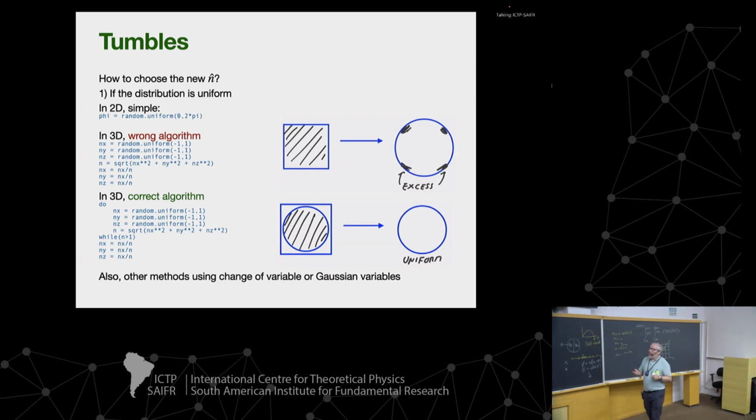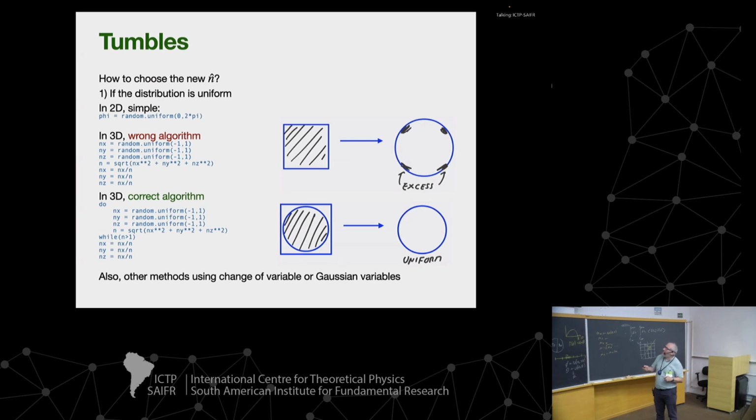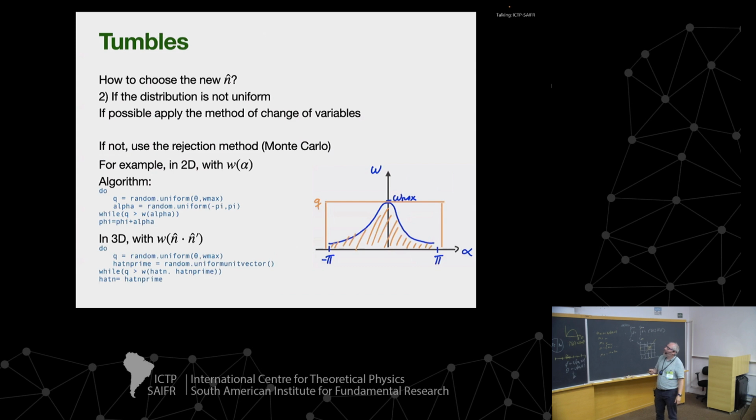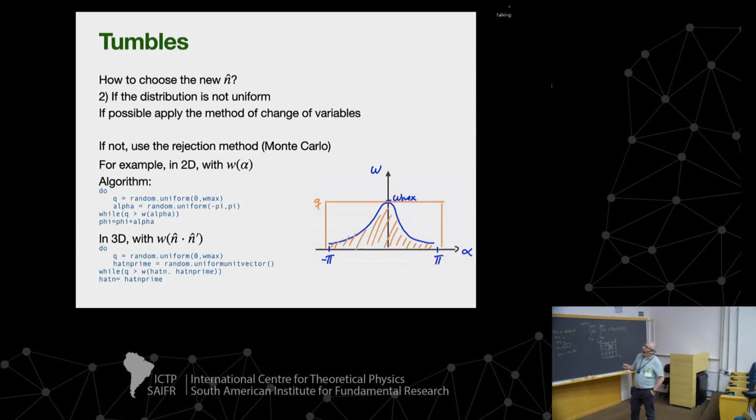Okay, so this is tumbles for the easy case. The easy case is that the distribution is uniform. Now, the not easy case: what happens if the distribution is not uniform? So, if possible, apply the change of variable method, and you're going to get the results, if it's possible. But if not, you have to use the rejection method, what is called also Monte Carlo method, or von Neumann method. It has different names depending on the community, but it's the rejection method.